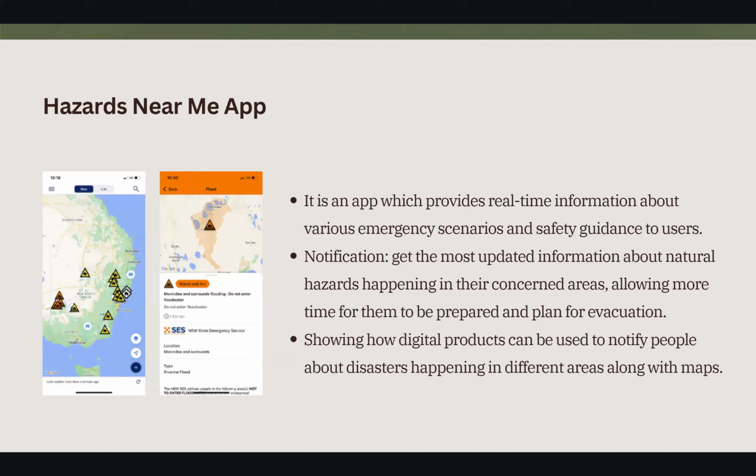And the Hazards Near Me app is an app which provides real-time information about various emergency scenarios like flooding, and safety guidance to users. It gives users the most updated information and also alerts to tell them to prepare earlier for evacuation. It's also an example to show how digital products can be used to notify people when there are events happening, with the map.